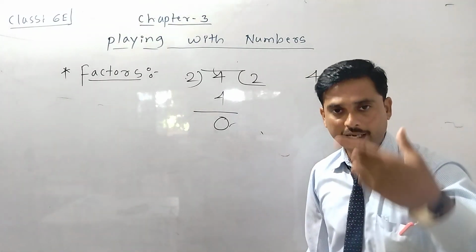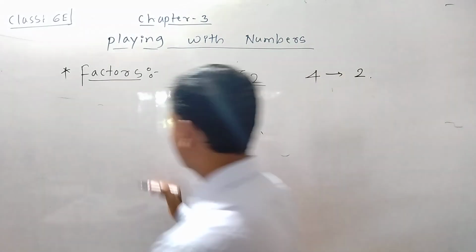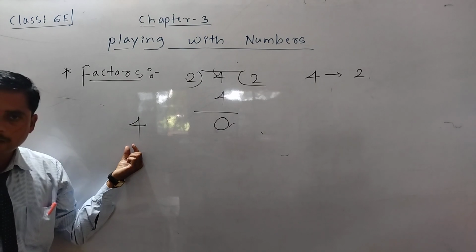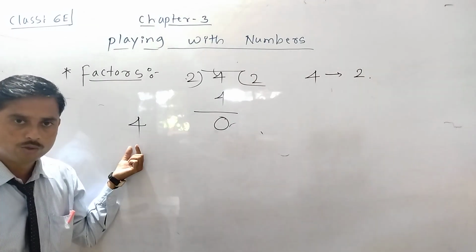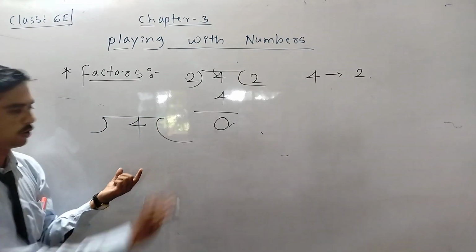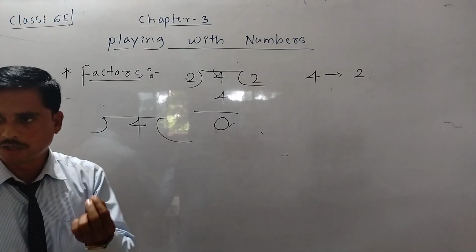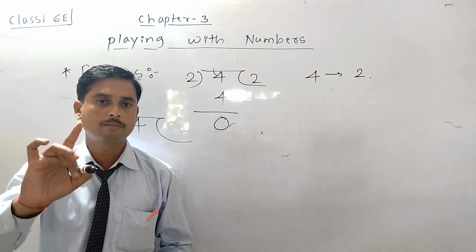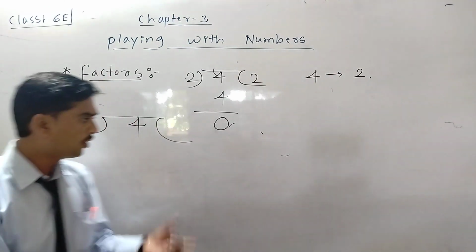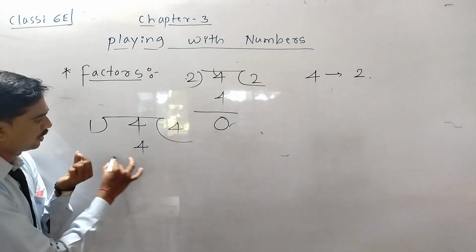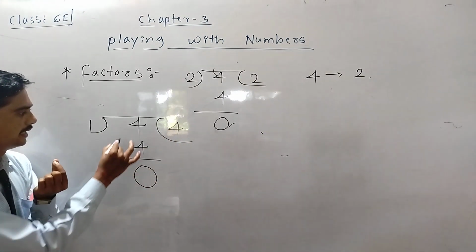Then you have to search again. Here I wrote 4, and you all know 1's table. Yes or no? Does 1's table have 4 or not? Yes: 1 1's 1, 1 2's 2, 1 3's 3, 1 4's 4. Yes, 1's table also has 4. Then you have to write here 1 4's 4. Here also the remainder is 0.